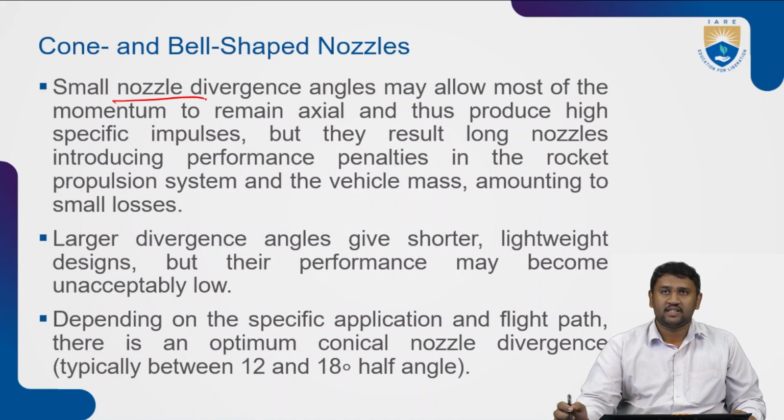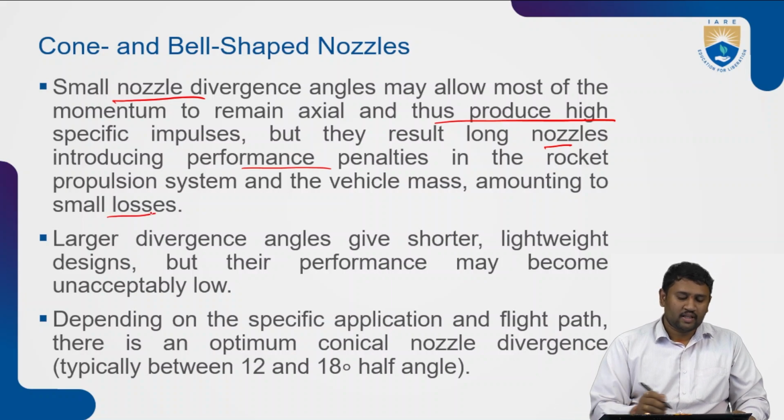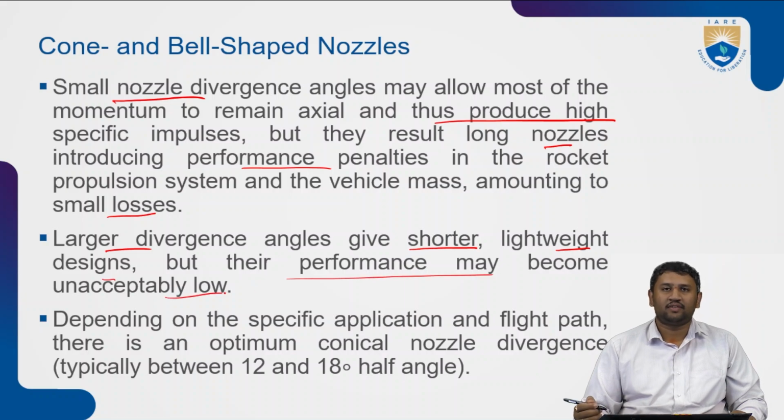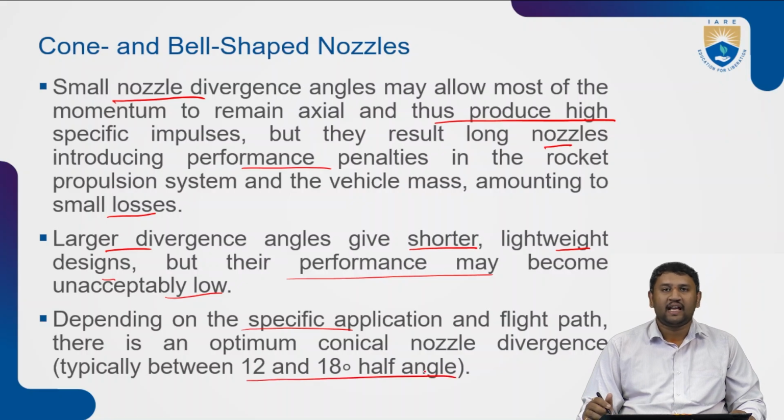A small nozzle divergence angle may allow most of the momentum to remain axial, and thus produce a high specific impulse, but results in long nozzles, introducing performance penalties in the rocket propulsion system as well as vehicular mass, amounting to some minor losses. Larger divergence angles give shorter, lightweight designs, but their performance may be unacceptably low. Depending on the specific application and the flight path, there is an optimal nozzle divergence, typically between 12 to 18 degrees as a half angle.